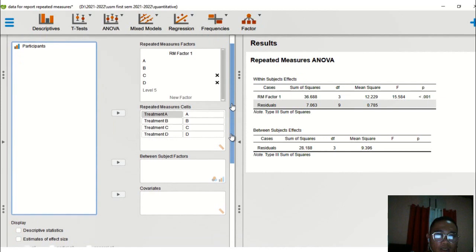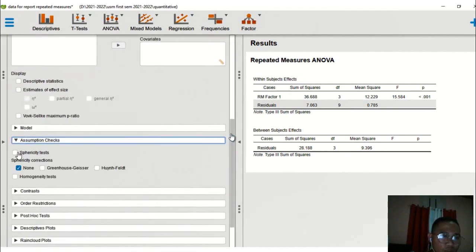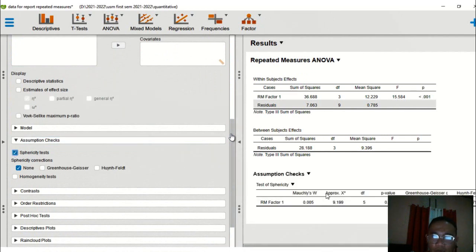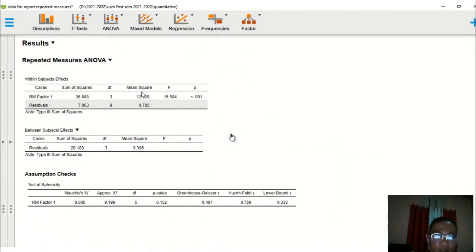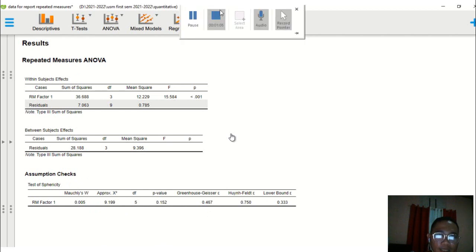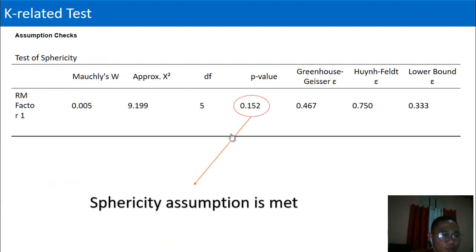the p-value there. Then we have to go to the assumption checks. We have the sphericity test. So here we'll find the Mauchly's W, and in the Mauchly's W you will get the p-value, which is 0.0152. Since this is greater than the alpha, whether 0.01 or 0.05, that means the sphericity assumption is met. So from that, you will see that the sphericity assumption is met.